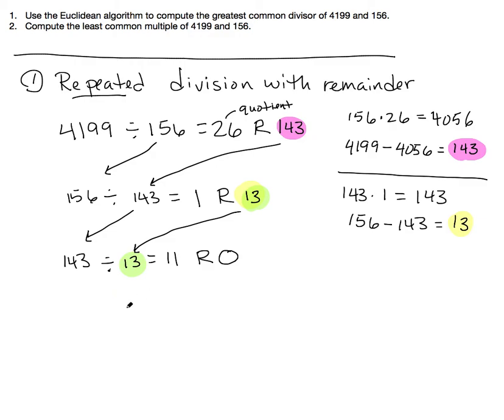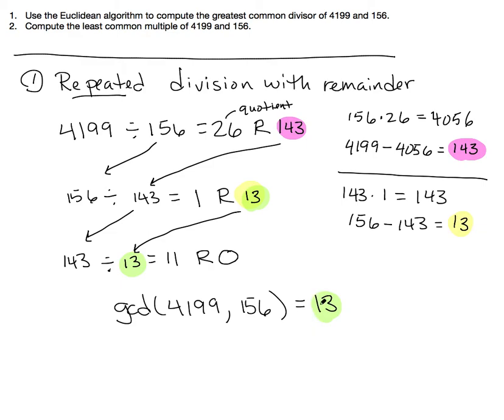And so this tells us that the GCD of our two numbers, 4,199 and 156, is equal to 13. And again, that 13 is the number from these previous steps. So it's either the last non-zero remainder or the last number that we divided by. Those are the same values always.